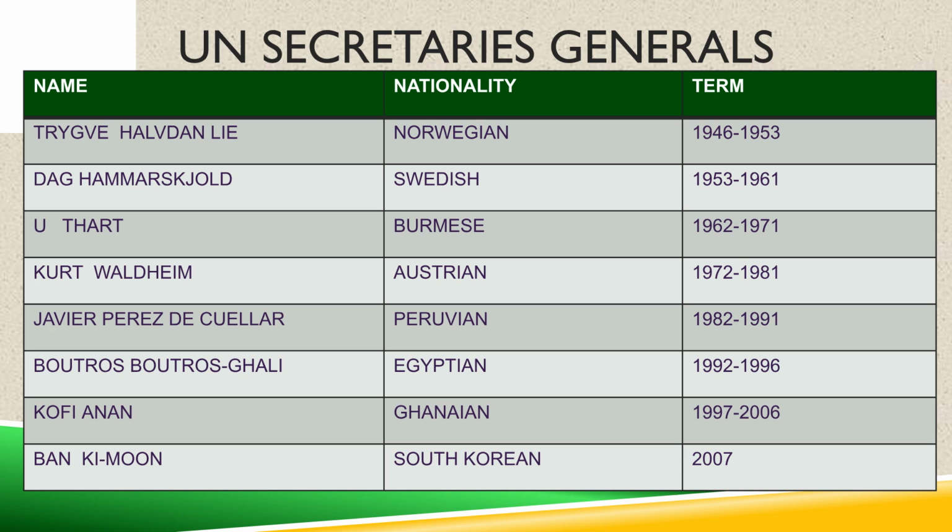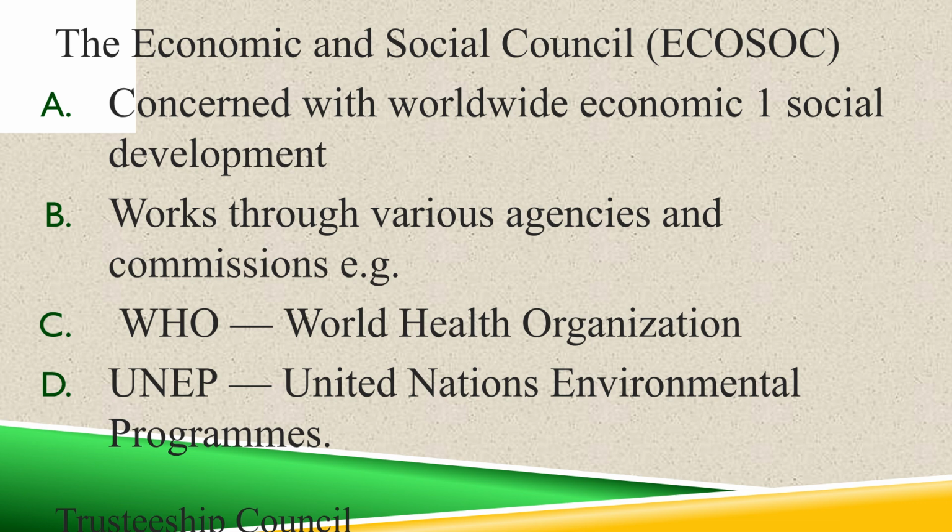Kofi Annan, pictured here, served as the former UN Secretary General from 1996 to 2006. This table lists the UN Secretaries General, including their name, nationality, and term. Notable figures include Trygve Halvdan Lie, Dag Hammarskjöld, and Kofi Annan. The Economic and Social Council, ECOSOC, promotes worldwide economic and social development. It works through various agencies and commissions, such as WHO and UNEP.